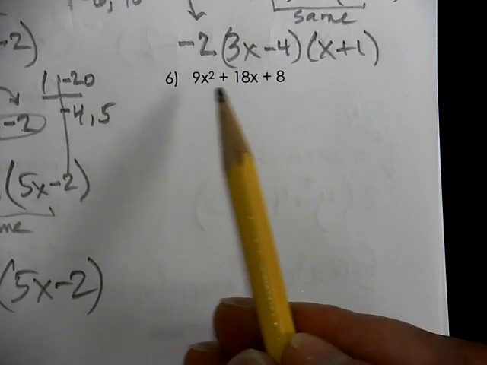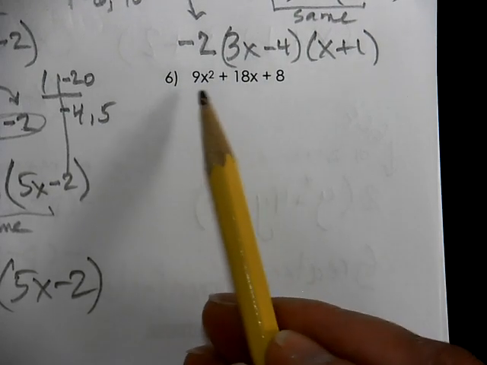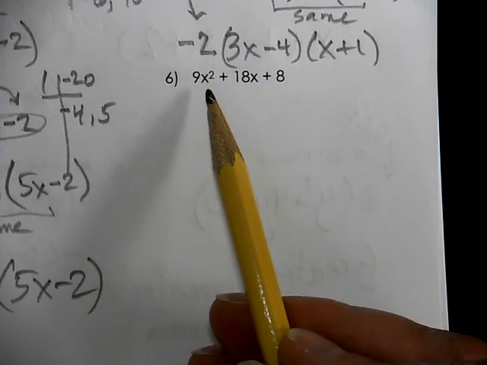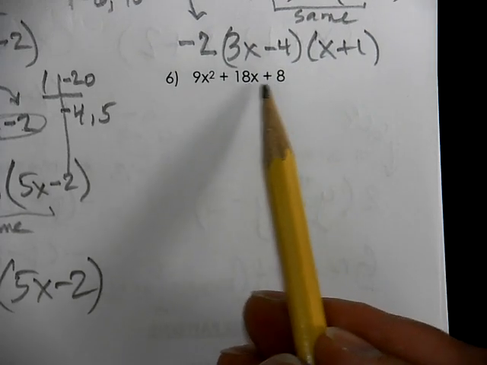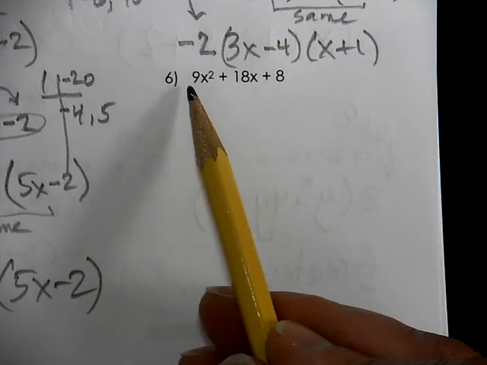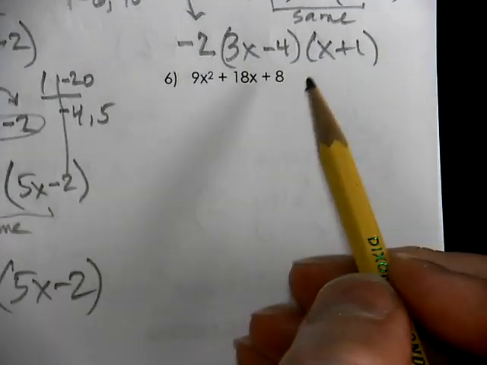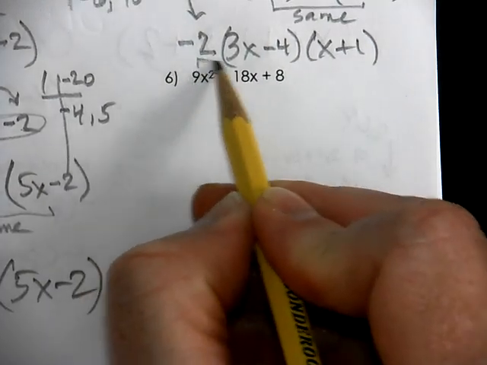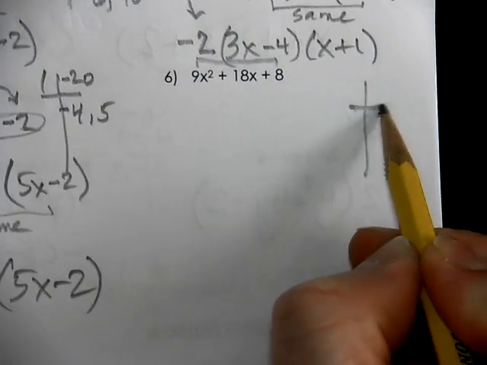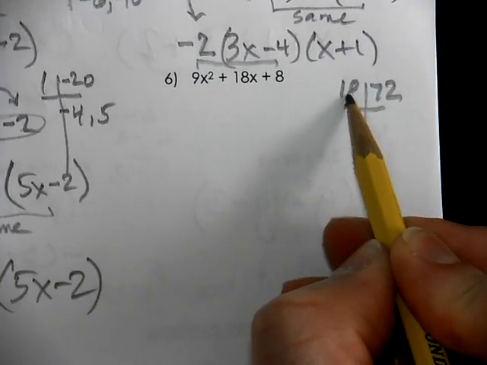There's not a common factor that goes into all of these. A lot of people think it's 9 because 9 goes into 9 and 18. Or it's 2 because 2 goes into 8 and 18. 2 doesn't go into 9. So we're stuck. We're going to just do the problem as it is. 9 times 8 is 72. That adds to be 18.